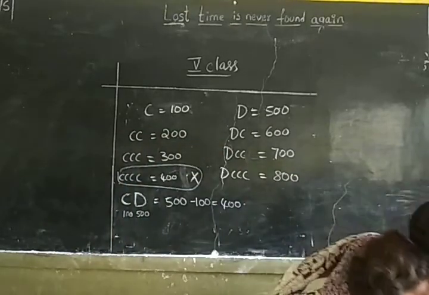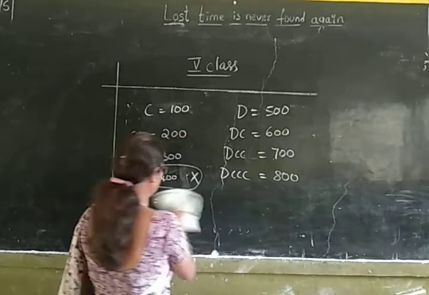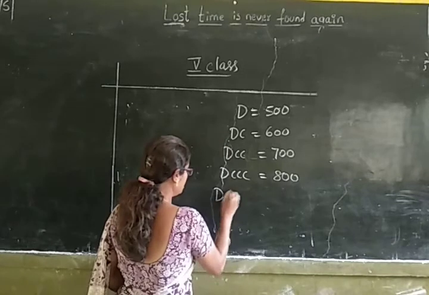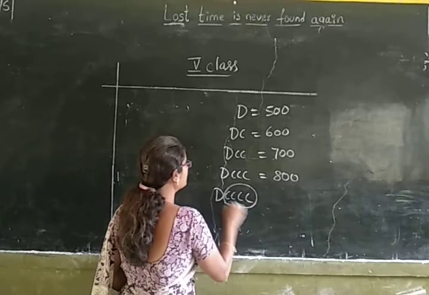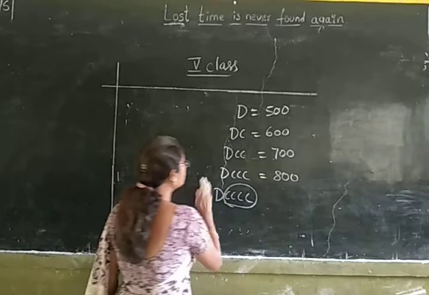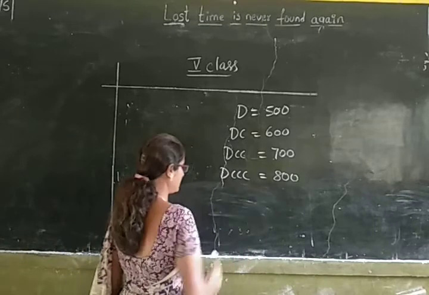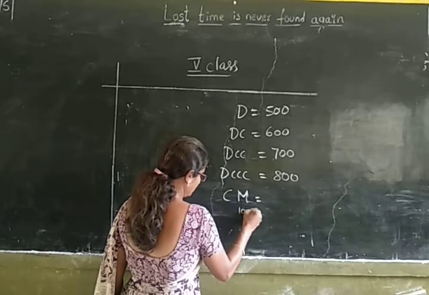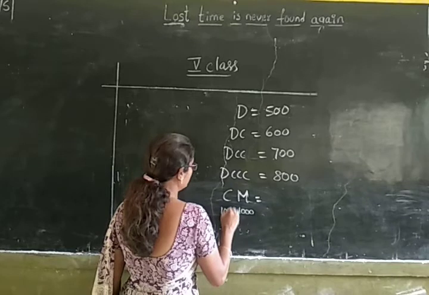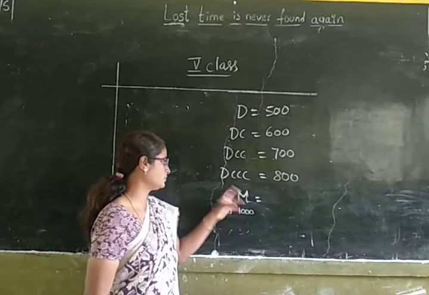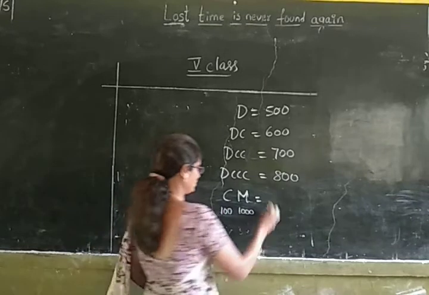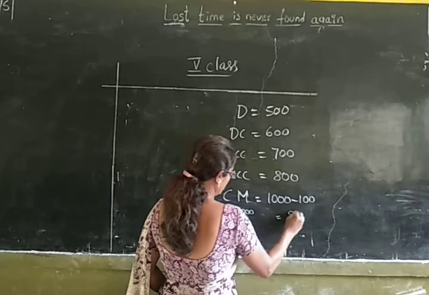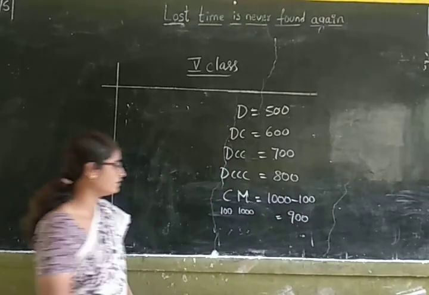Children, here you can't write 900 as DCCCC, because C is getting repeated more than 3 times. So how will you write 900? You can write 900 as CM, which means M is 1000 and C is 100. A small Roman numeral to the left side of a big Roman numeral means subtraction. Then 1000 minus 100 is equal to 900.